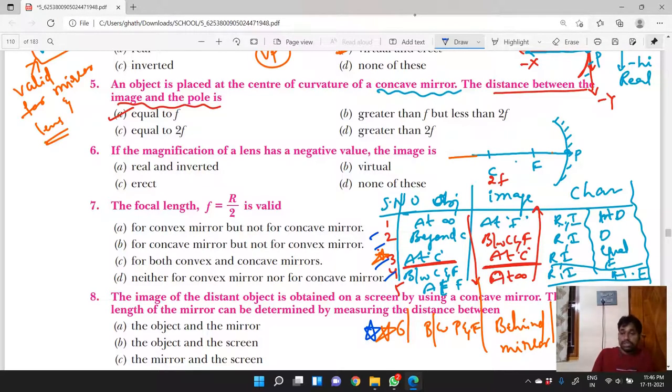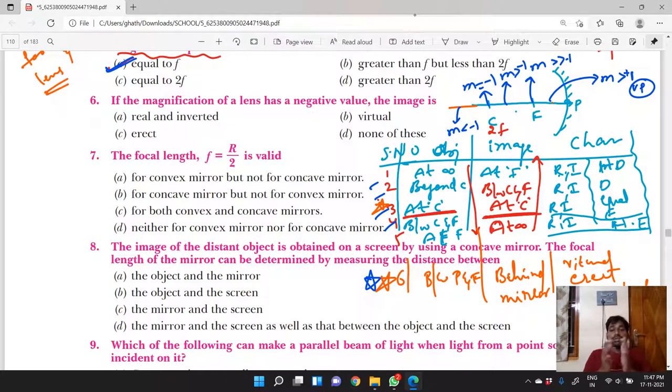So magnification here is m greater than 1, that is positive, because it is a virtual image, virtual positive. Here the magnification is far greater than 1. Here the magnification is greater than, sorry, minus 1. Here also greater than minus 1. It is equal to minus 1. Here magnification is less than minus 1. At infinity it is equal to, sorry, far less than minus 1. So the answer is completed up to here.